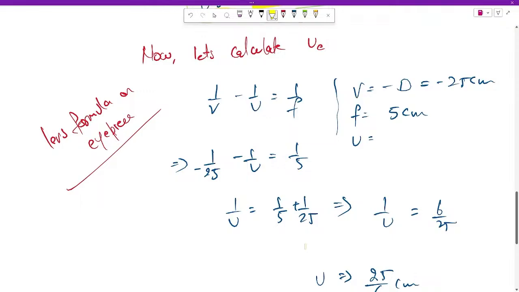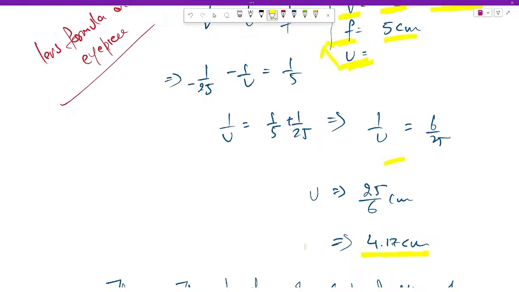For finding UE, we have been given the data that the final image will be at -d under normal adjustment. So it would be equal to minus 25 centimeter, and the focal length is given, that is 5 centimeter. So we just need to find the value of U. We can use the lens formula to find just one variable. Using the lens formula, we will get the value of U as 4.17 centimeter. So the object distance from the eyepiece is going to be equal to 4.17 centimeter for the magnification of 6x.